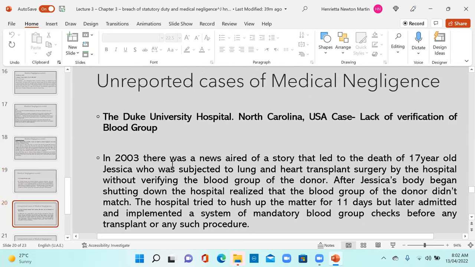Now, there are several unreported cases, meaning cases that do not really come in the journals, but of course you will find them in TV reports, magazines, and so on.